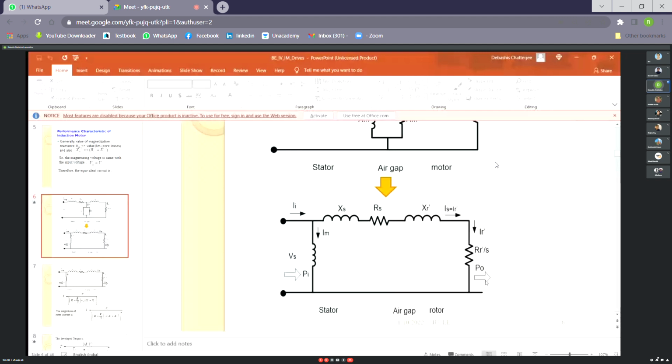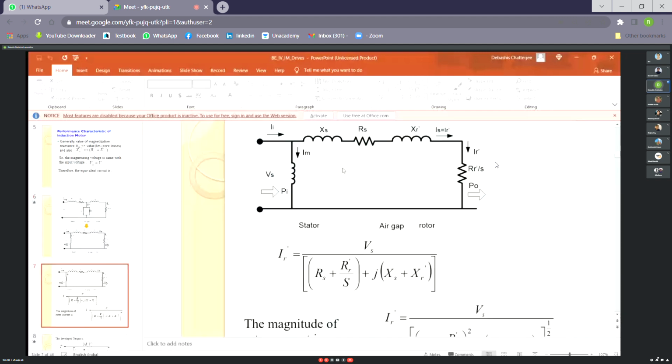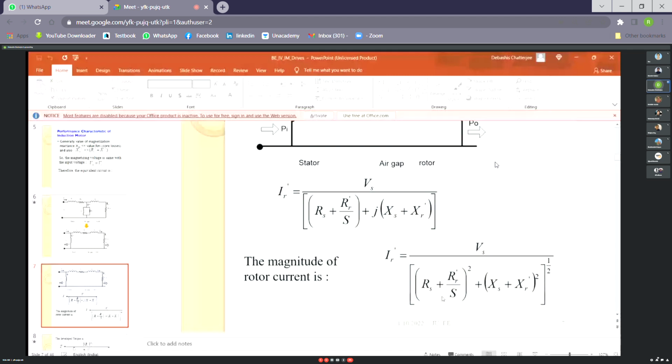Now from this circuit, you can easily calculate the rotor current. Rotor current is actually Vs divided by the rotor-side impedance, that means Rs plus Rr by s plus j(XLS plus XLR dash). Magnitude wise, if you compute, it would be V by square root of (Rs plus Rr by s) squared plus (XLS plus XLR dash) squared. So this is your rotor current magnitude.